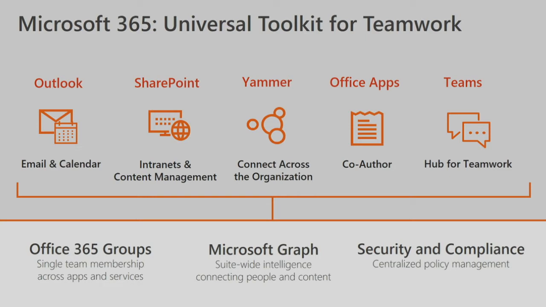So underpinning all of this, you have the connective tissue that brings this whole suite together, and that's comprised of three main components. It's Office 365 groups, which is a notion of shared membership, so your groups in one location persist across the entire suite so that your context and your ability to work with people is seamless across all these different products. We also have the Microsoft Graph, which is an intelligence layer for people and content that spans the entire suite: Delve, Yammer, Teams, Outlook, every place where you're working with your team.